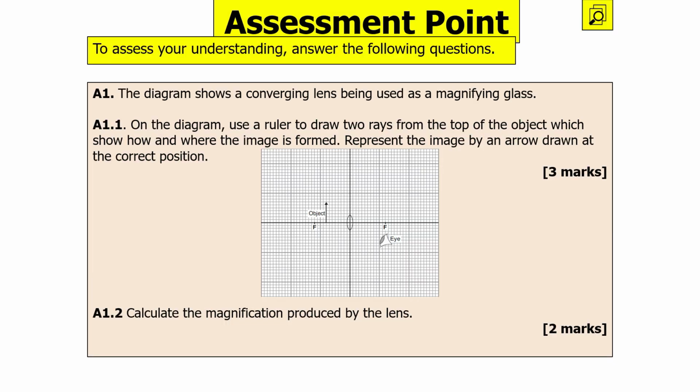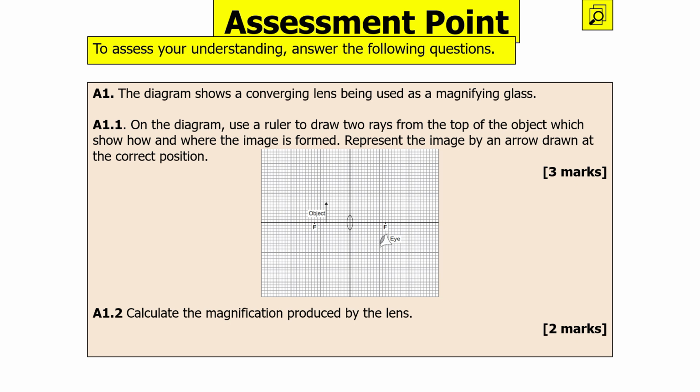The next question says, the diagram shows a convergent lens being used as a magnifying glass. On the diagram, use a ruler to draw two rays from the top of the object which show how and where the image is formed. Represent the image by an arrow drawn in the correct position and then calculate the magnification produced by the lens.